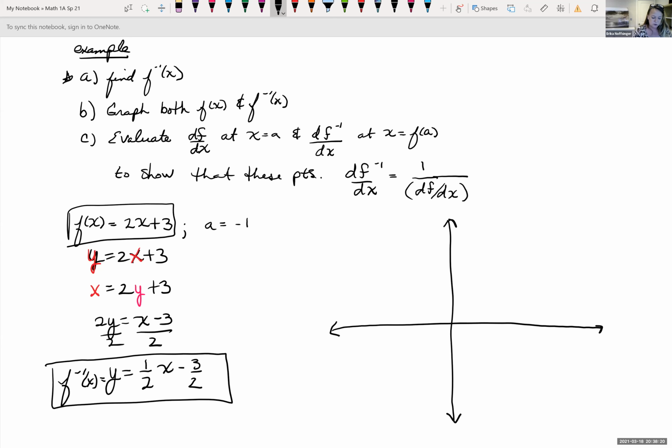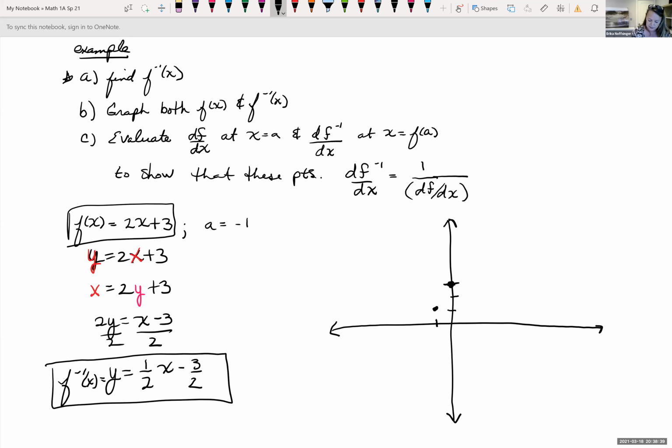So let's graph y equals 2x plus 3. I notice my slope is 2, or I can think of it as 2 over 1, and my y-intercept is 3. So I have a point at (0, 3). And if I use my slope to find other points, I would go down. If I go down 2, I'd have to go over 1 to the left.